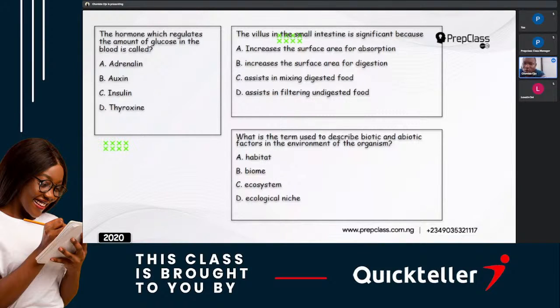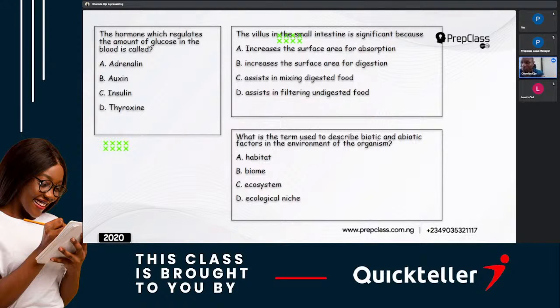what is the term used to describe biotic and abiotic factors in the environment of organisms? A, habitat, B, biome, C, ecosystem, and D, ecological niche. Now, what is habitat? Habitat is home, the living place of organisms, where they are living. When you see any organism, where you can always see them living is called habitat.